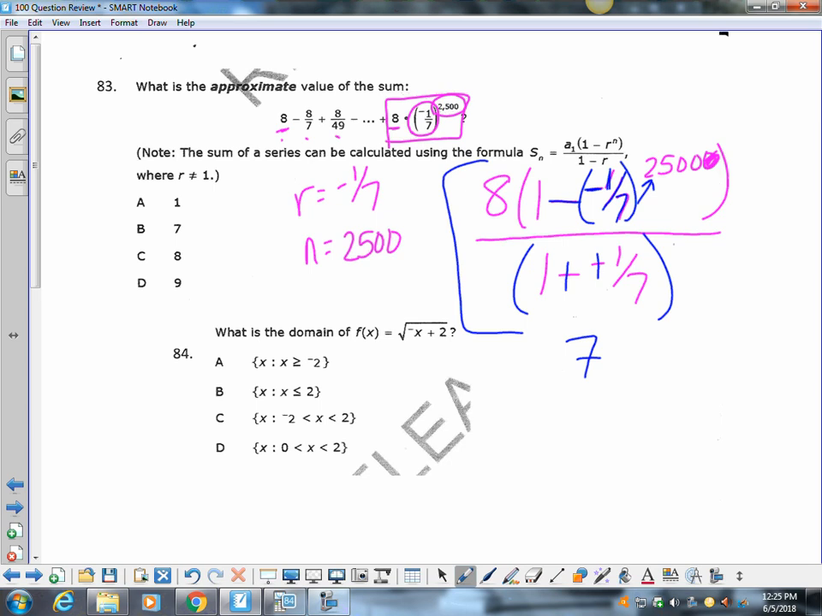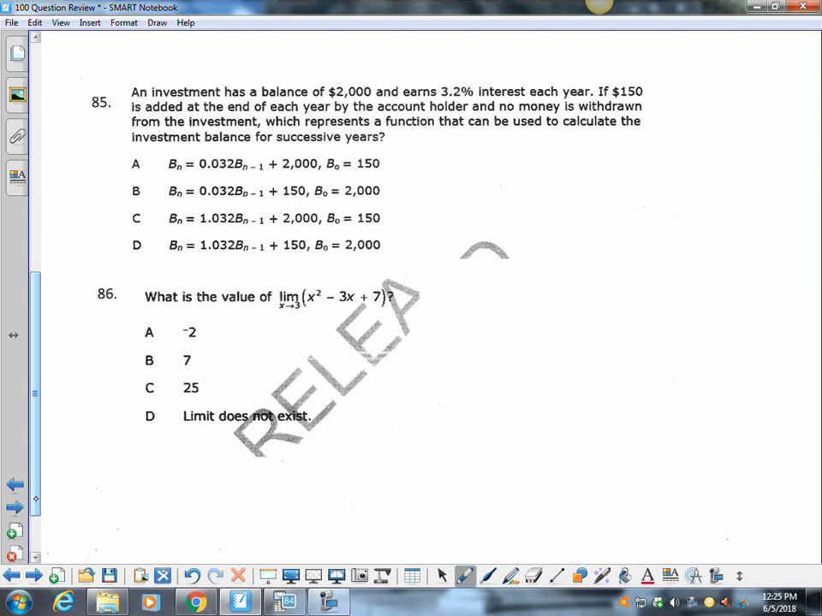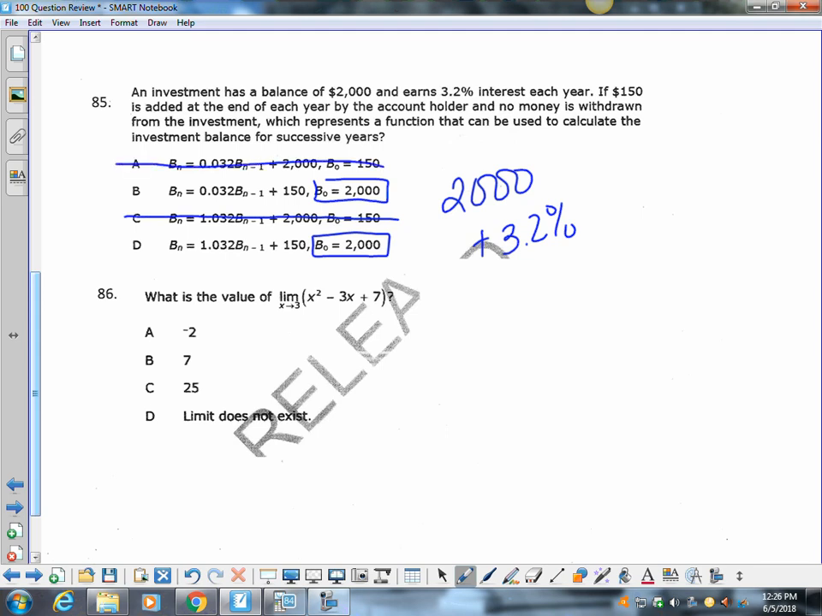Okay, now we're going to 85. Okay, so we have an investment. $2,000 is our starting amount we earn, so we're adding 3.2% each year. $150 is added at the end of each year. Calculate the investment balance. Okay, so my B sub 0 is 2,000. That's my starting amount. So I know he's out, and he's out. Every year I'm adding 150. So I like both of those.